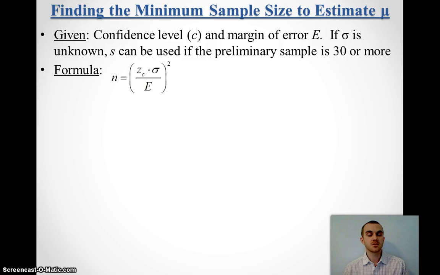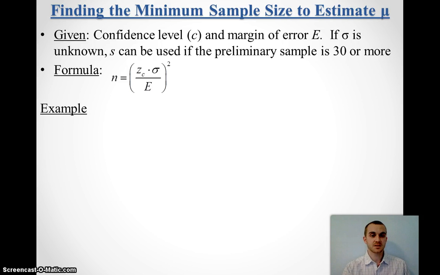And the last thing you may need to do is actually figure out what's the minimum sample size I would need to estimate my population mean. So to do this, I would have to be given my confidence level, my margin of error. And if I don't know my population standard deviation, I can use my sample standard deviation if a preliminary sample of 30 or more has been provided.